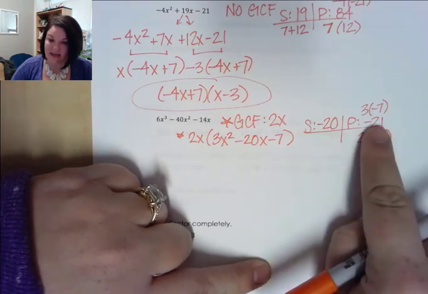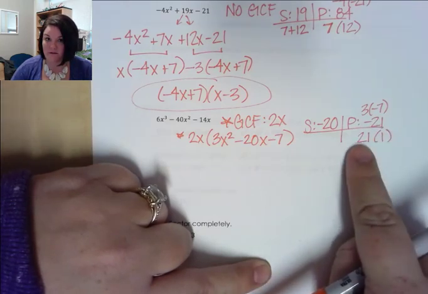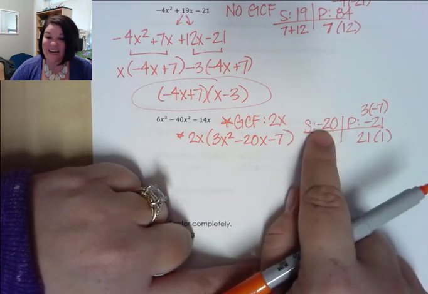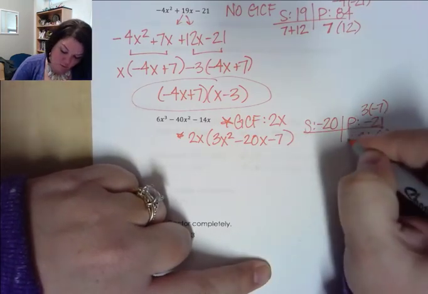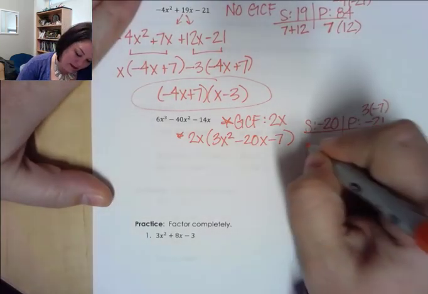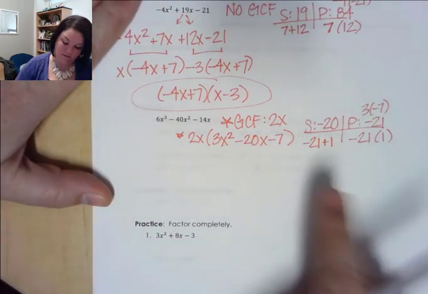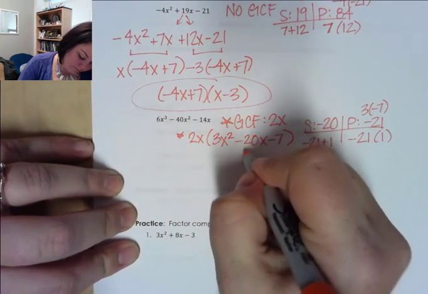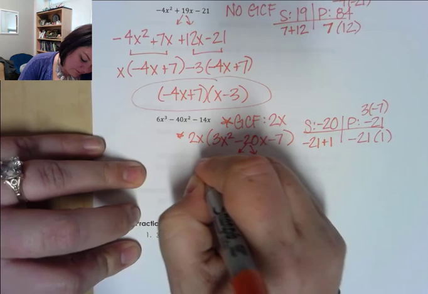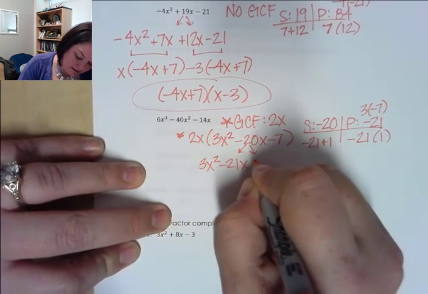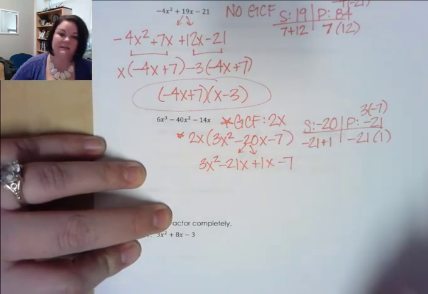And I need it to be negative, which means one of these has to be negative. So if I need one of these to be negative and I have to end up with a negative 20, then it's the 21 that needs to be negative, okay? So I have a negative 21 and a positive 1 that I'm going to replace this middle term with. Okay. So I have 3x squared minus 21x plus 1x minus 7.